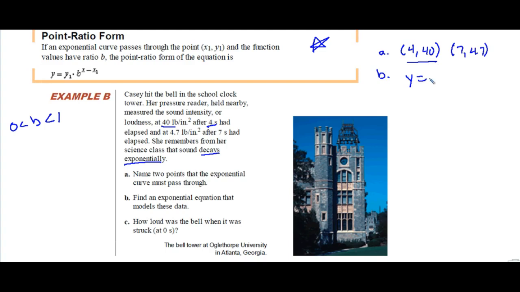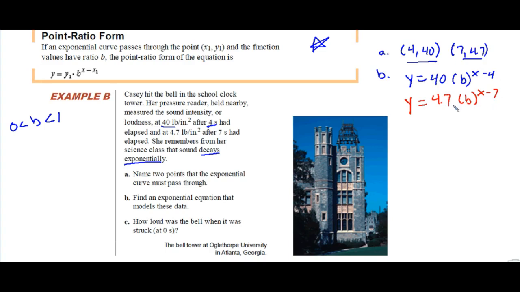Y equals, we're going to say 40 is our y1. We don't know what b is yet, and it's going to be x minus 4. So all we have to do now is find out what b is. We could write another equation in the same way, but we're just going to use the other point. So I will write that one in red, and I will say y equals, instead of 40, we have 4.7. We don't know what b is, and it's going to be x minus 7.